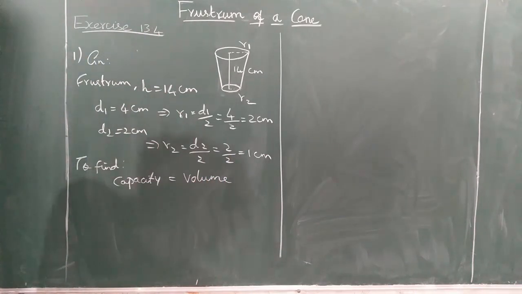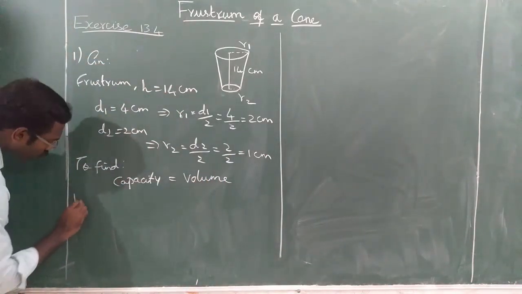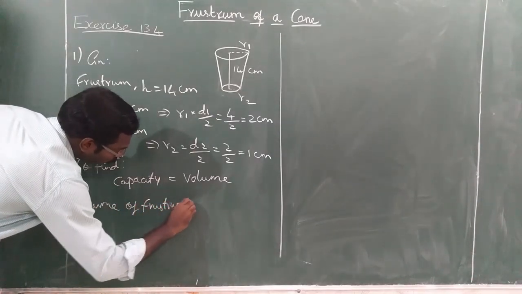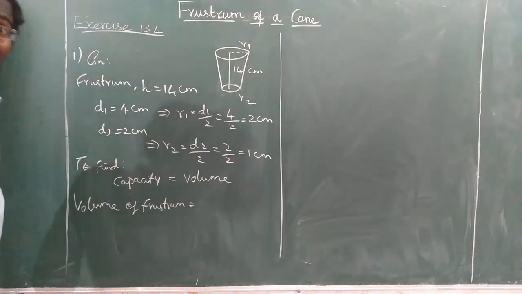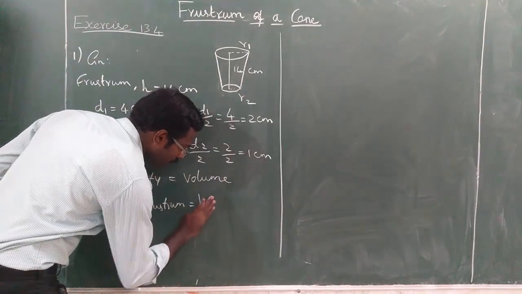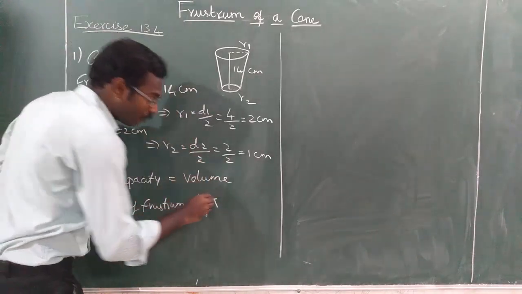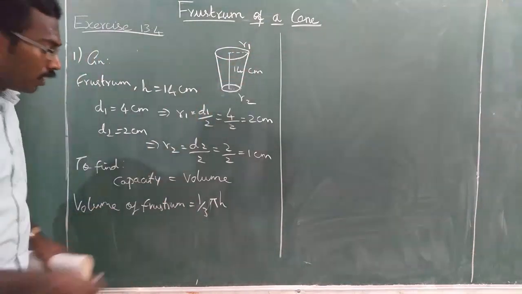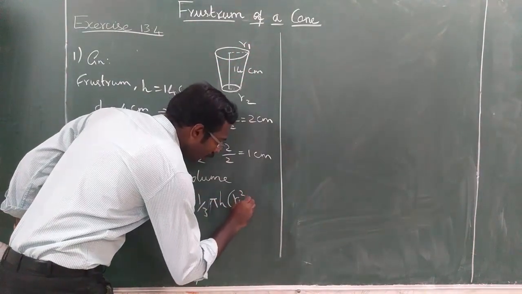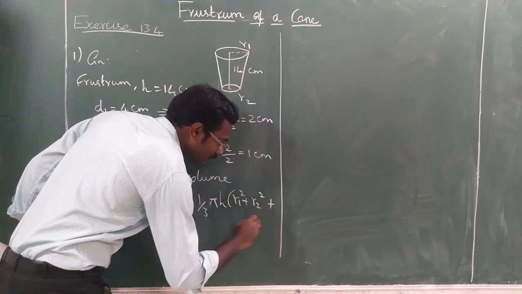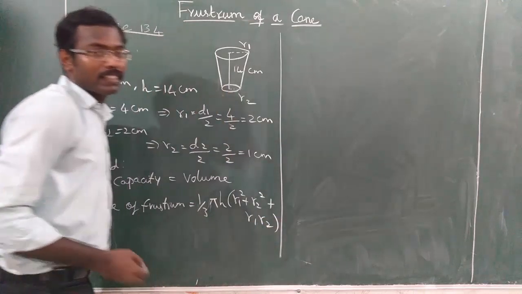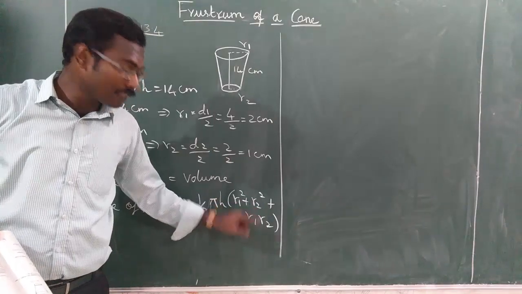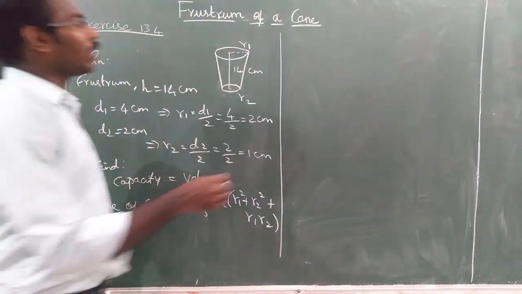Okay. So now let us recollect the volume of frustum. Just like cone, first you write 1 by 3 pi r square. Don't write that, first write the h. Instead of r square, here how many radius are there? 2 radius. So r1 square plus r2 square plus r1 into r2. This is the formula: 1 by 3 pi h into (r1 square plus r2 square plus r1 r2).